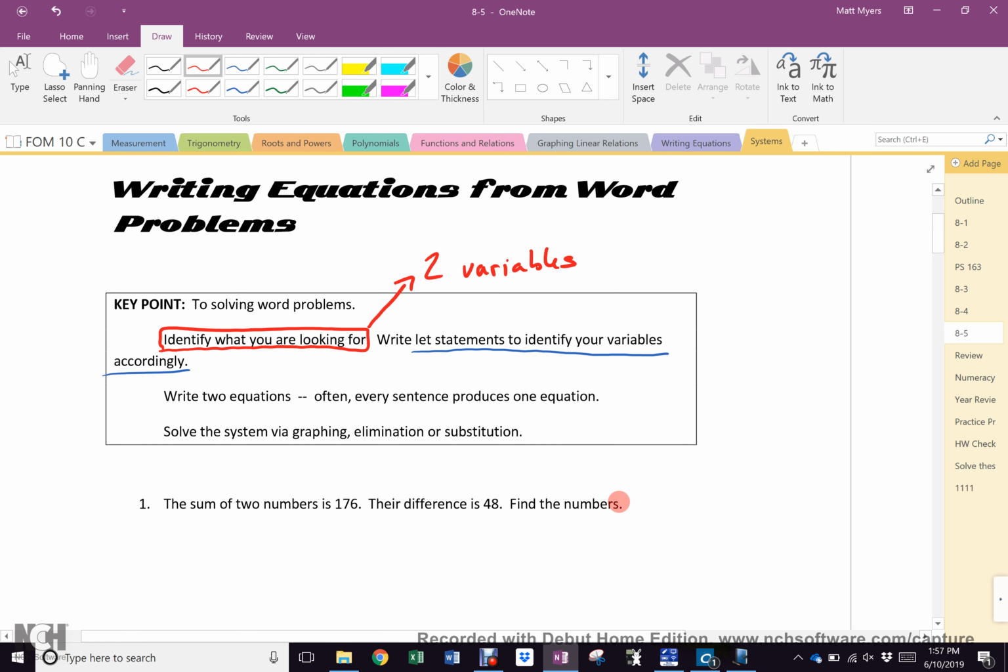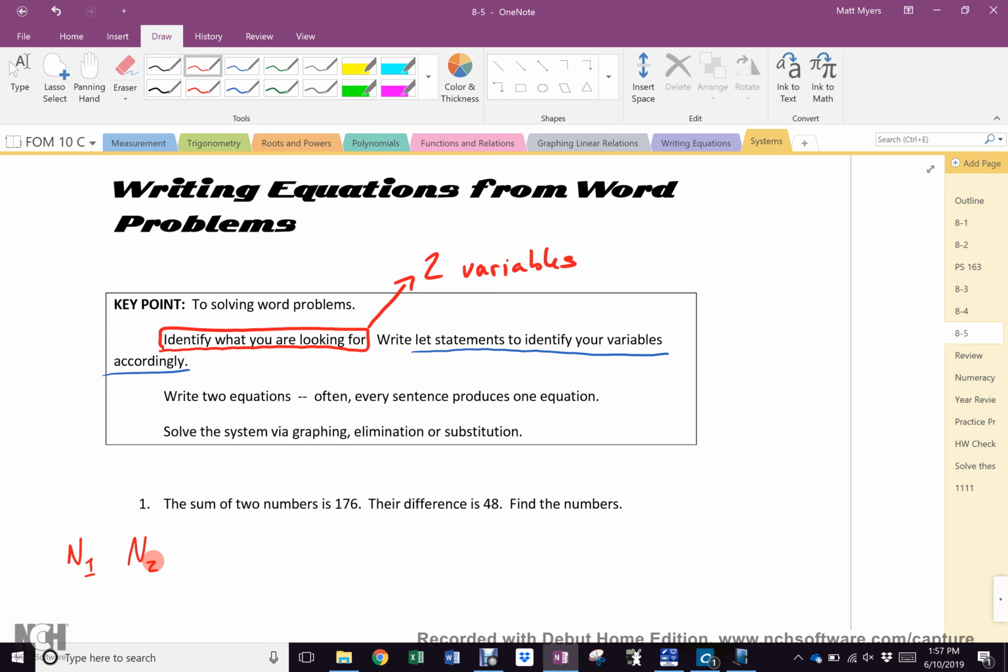Read this first question. Sum of 2 numbers is 176. Their difference is 48. Find the numbers. What are our variables? What are the 2 unknowns we have? We know 176 and 48. What is it in this question that we do not know? I don't know the 2 numbers, do I? So there's some number 1, and some other number 2. Everybody agree? All right, now I need to do some math.